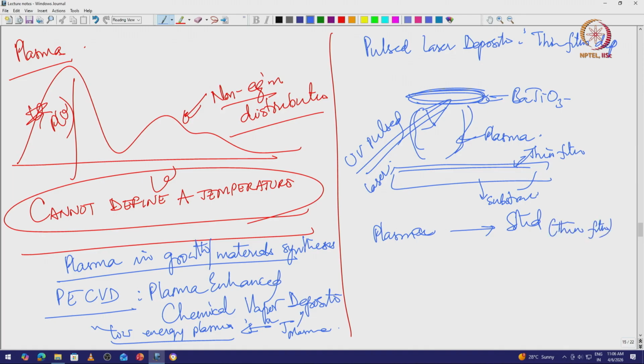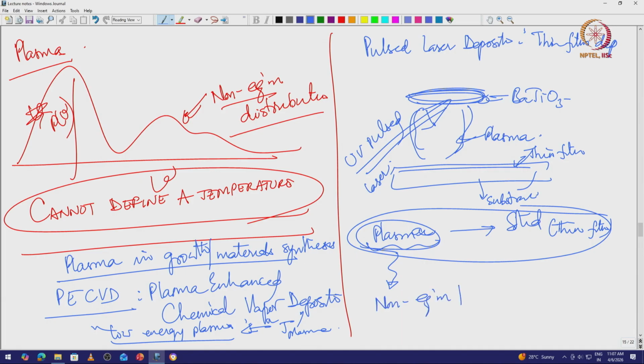Now, it is not very easy to understand the thermodynamics of this plasma. Depending on its energy of course, but most of the plasma that is used in everyday PLD is a non-equilibrium plasma. So I will not be able to define the temperature of this plasma, for example. I will not be able to treat it in a very thermodynamic or equilibrium framework.